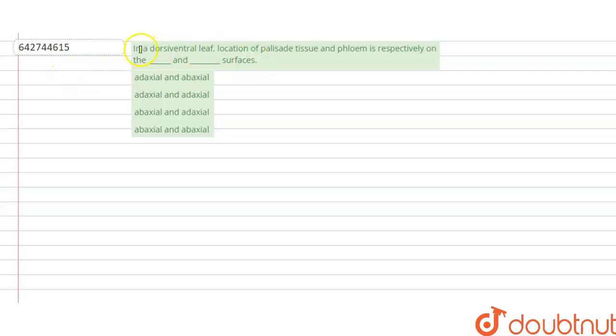Hello everyone. So the question here is that in a dorsiventral leaf, the location of the palisade tissue and the phloem is respectively on the blank and blank surfaces. The options are: adaxial and abaxial, adaxial and adaxial, abaxial and adaxial, and abaxial and abaxial.